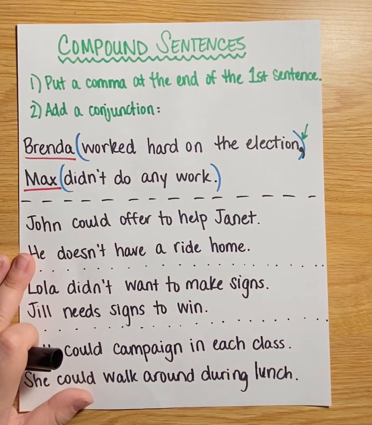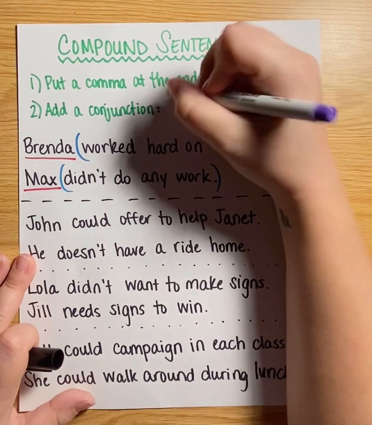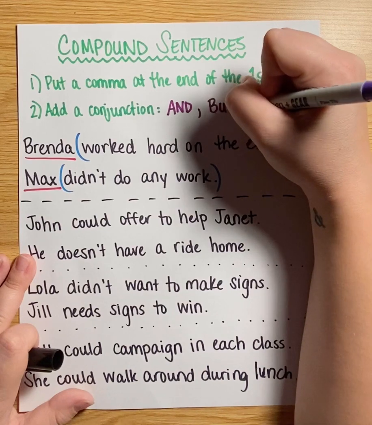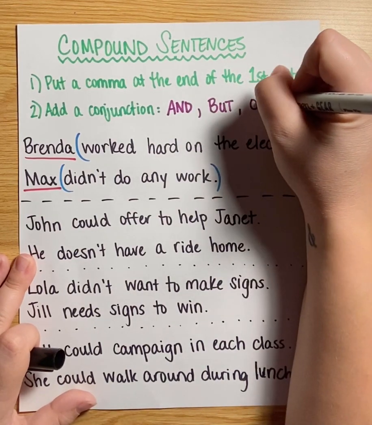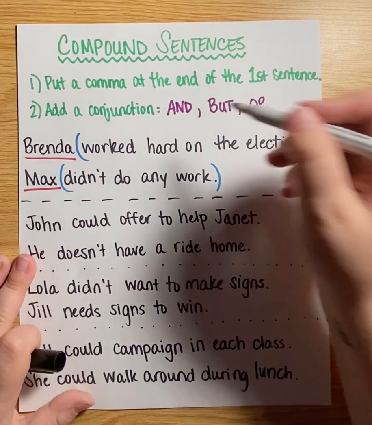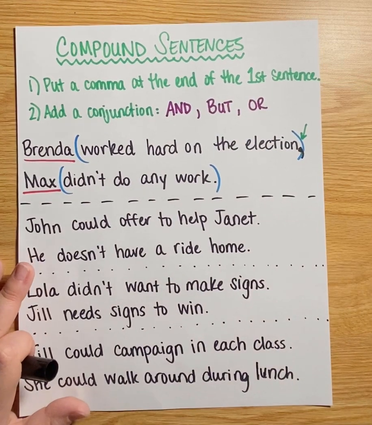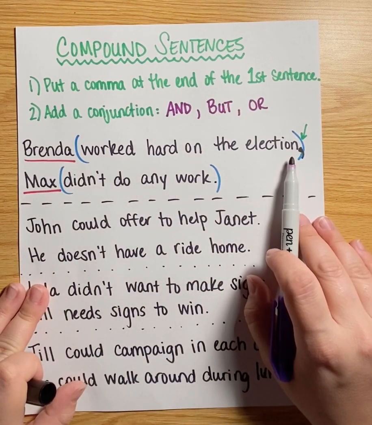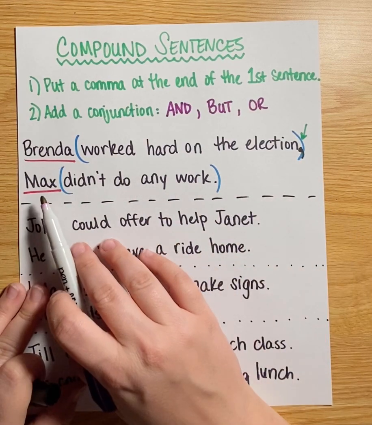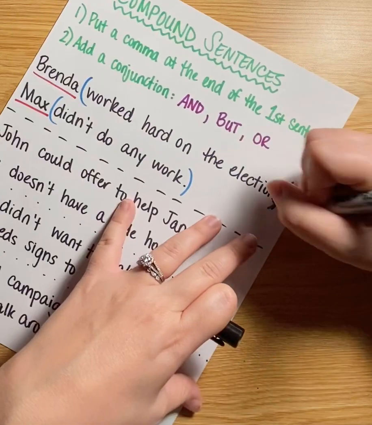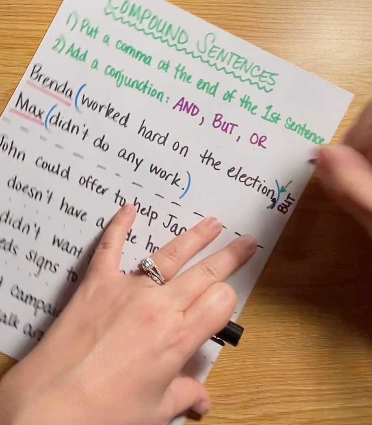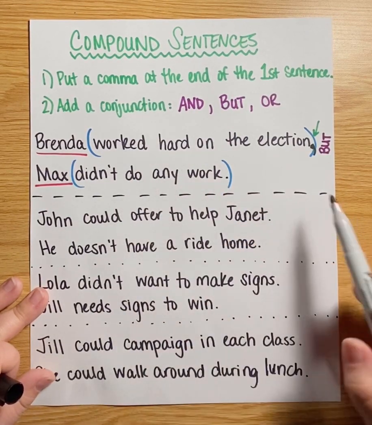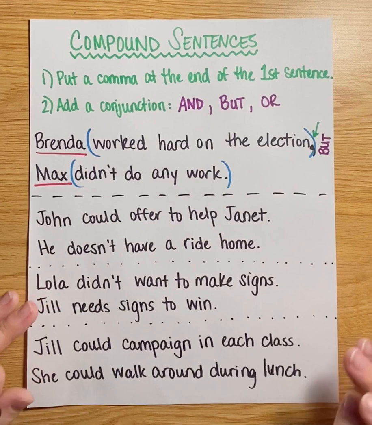And we're going to use the conjunctions and, but, and or. Those are your three options: and, but, or. Okay? So, in this sentence, Brenda worked hard on the election, but Max didn't do any work. So I would put but right here in my sentence to combine my two smaller sentences into one compound sentence.